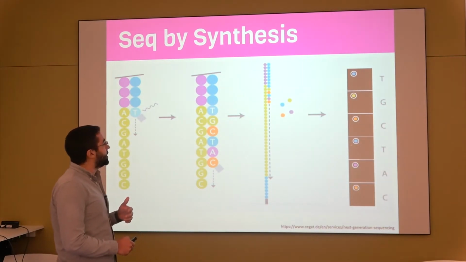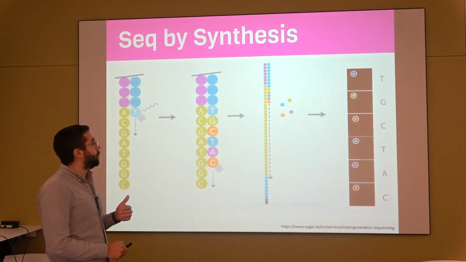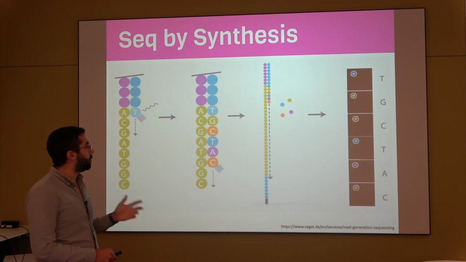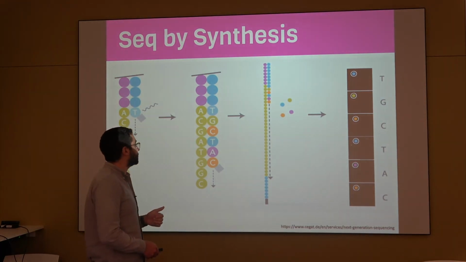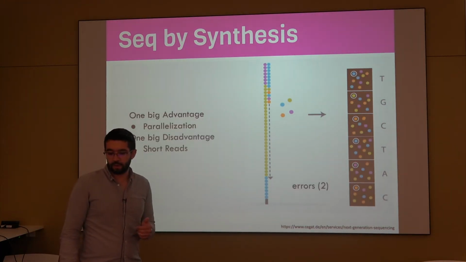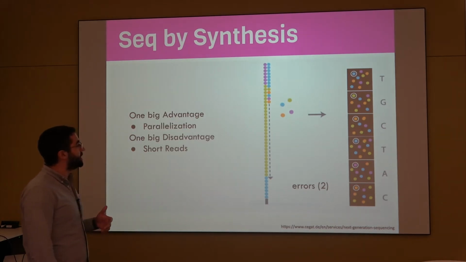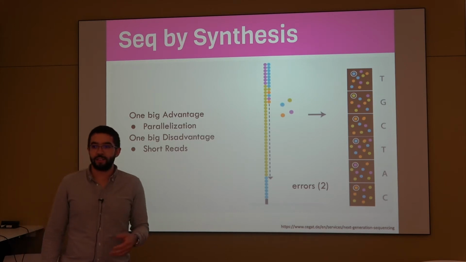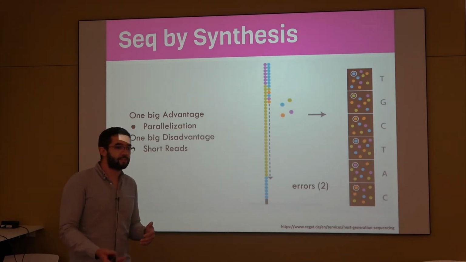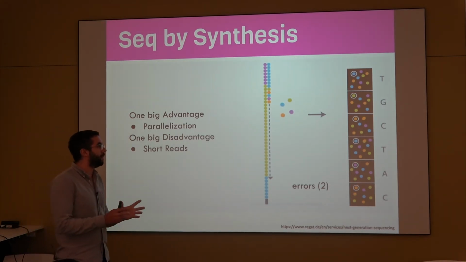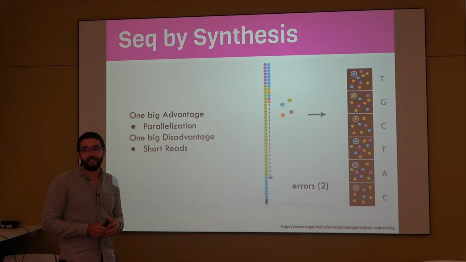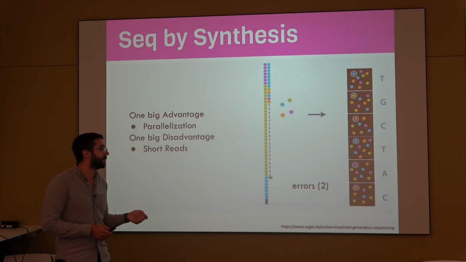So the nucleotides get added, the pictures get taken, and we can see dots. And so those dots have a certain sequence, and we can start reading the sequence from there. One big advantage of this technique is that it can be easily parallelized. You can have many strands of DNA on the same picture. But one big disadvantage is that it requires short fragments to be sequenced on each dot.